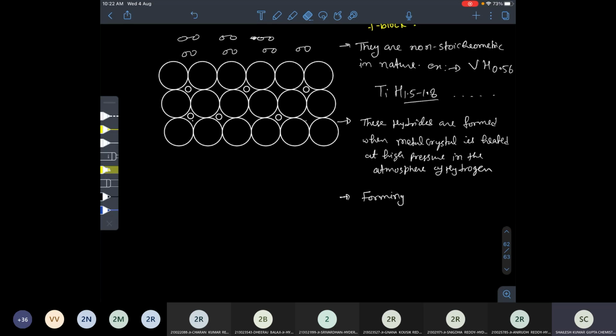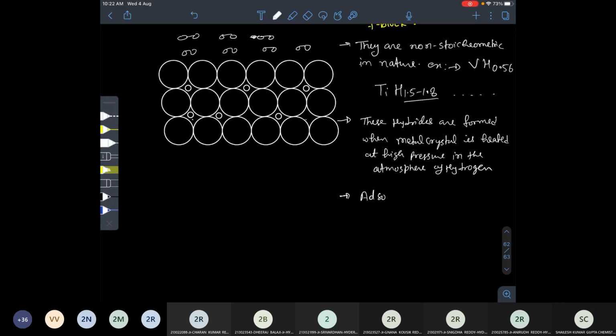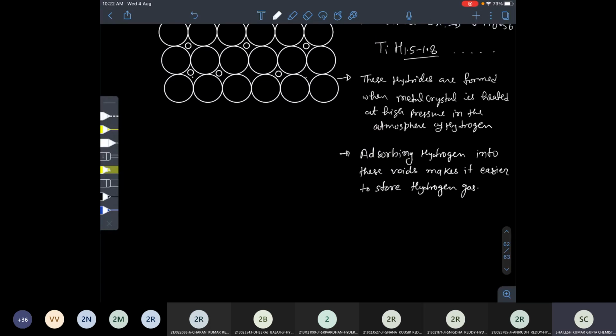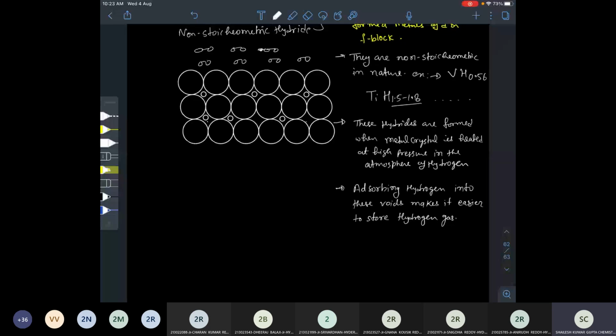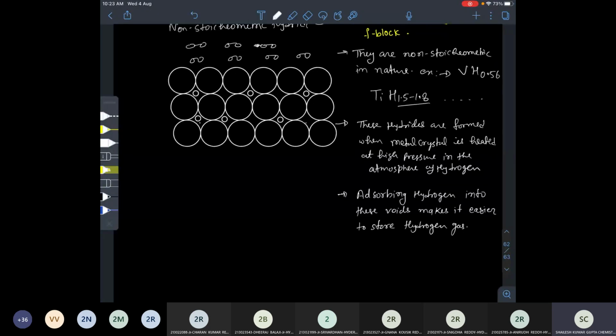Forming, or you can say absorbing hydrogen into the voids of the crystal, absorbing hydrogen into these voids makes it easier to store hydrogen, right? So whenever it is required, whenever you are thinking, you can heat it and you will get it back, right? Now many other questions are expected to be asked over here.